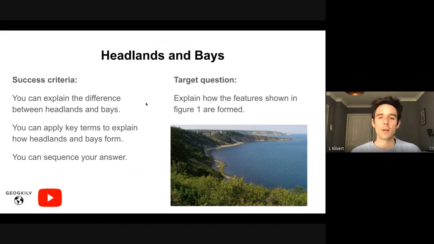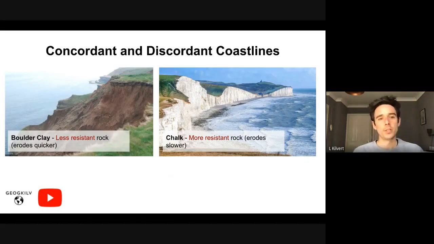So the first thing that we need to know is the difference between 2 different types of coastline. We need to know what the difference is between a concordant and a discordant coastline. And this is where I'm going to start to throw lots of keywords at you. Obviously, concordant and discordant are 2 keywords that you need to know, but we also need to know about different types of rock. So before we get to concordant and discordant, I think it's really important that you know the difference between a less resistant rock and a more resistant rock.